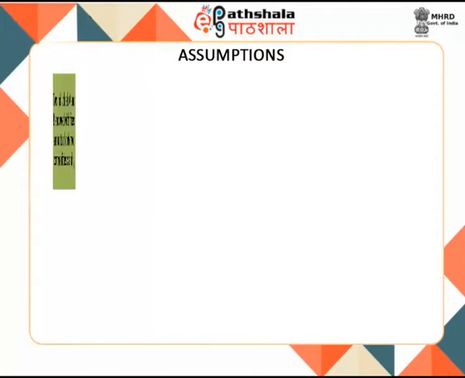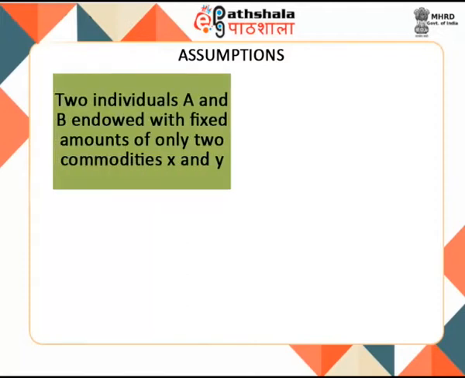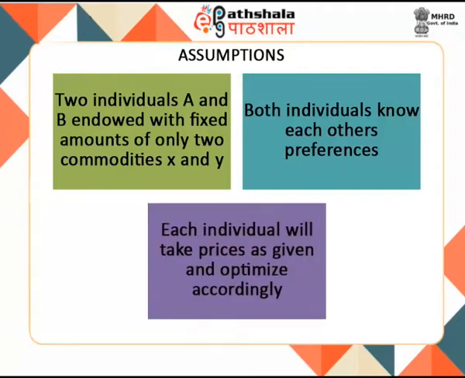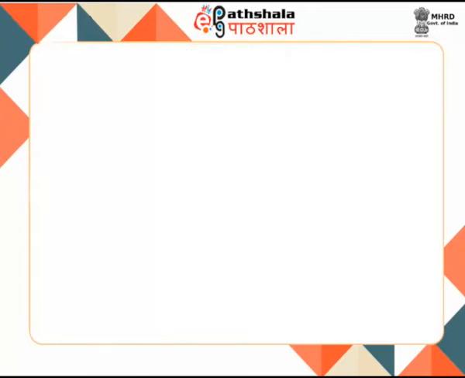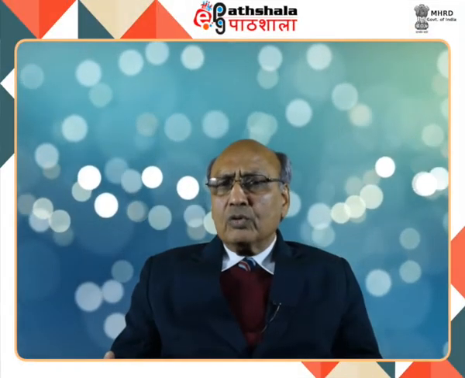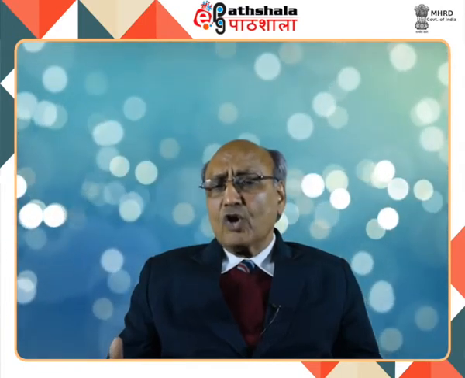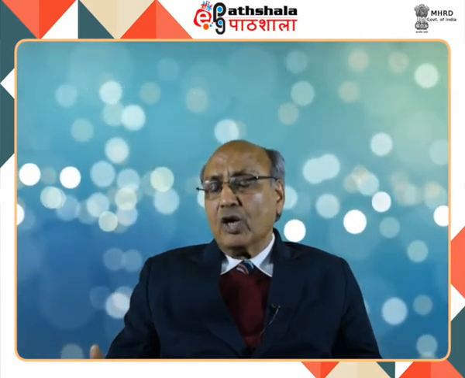First, two individuals, A and B, endowed with fixed amounts of only two commodities, X and Y. Second, both individuals know each other's preferences. Third, each individual will take prices as given and optimize accordingly. Now, the question is, how do we determine what kind of combination will be relevant for A and what kind of combination will be relevant for household B?